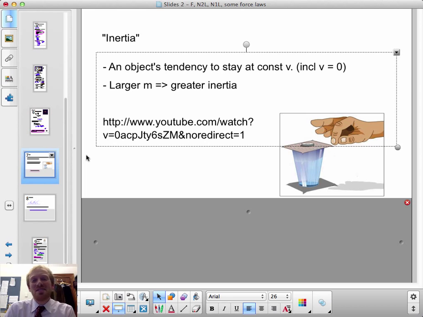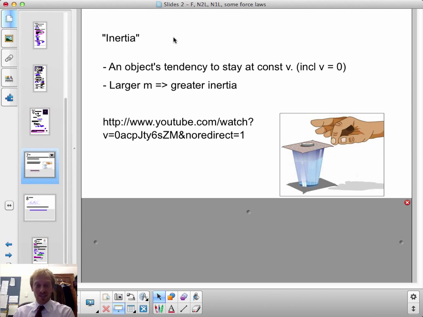Newton's first law relates to a physics concept called inertia, which is an object's tendency to stay at a constant velocity, including rest. If you imagine a great big bowling ball rolling down a bowling lane, it tends to keep rolling. It has a large inertia, sort of related to its large mass. If you were to roll a ping pong ball down the same bowling lane, there isn't quite as much inertia in the ping pong ball, so there's less of a tendency for it to continue progressing.